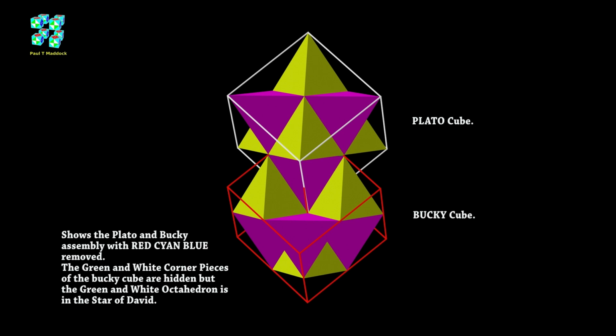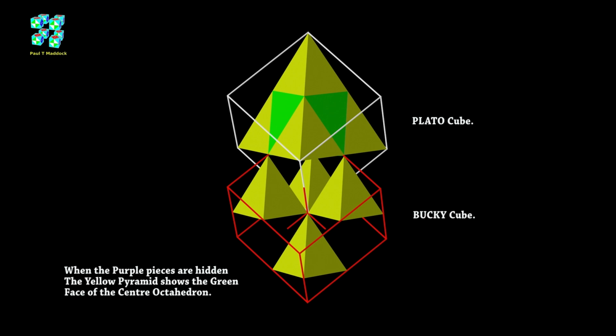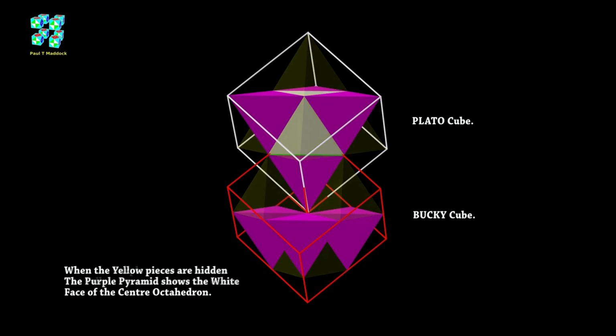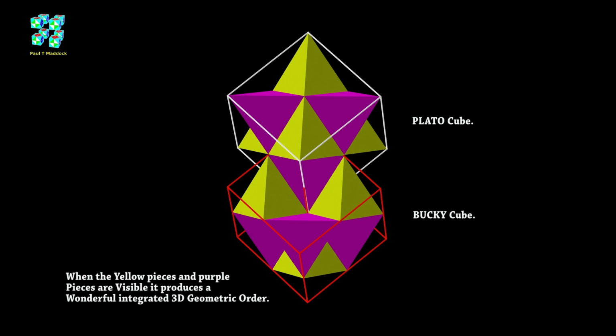Okay, now I'm going to hide the purple color. And now we can see that we have the yellow pyramid and the faces of the green and white octahedron, the greens are showing. Okay, let's unhide the purple again. And now we'll hide the yellow. And now you can see that the purple pyramid shows the face of the white octahedron. So now we'll unhide the yellow again and we're back to the duo. So now we can give the complete duo assembly a little rotation.